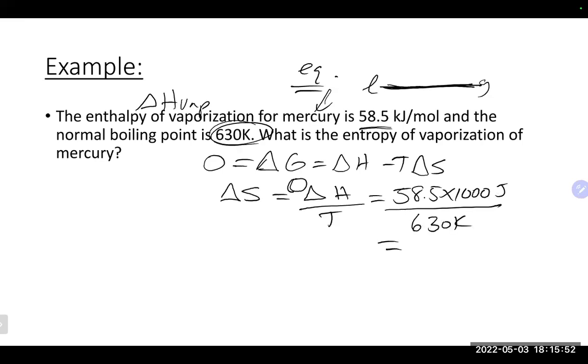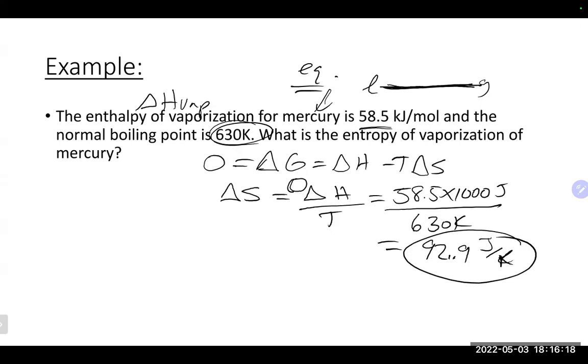And that means that we end up with 58.5 times 1,000 divided by 630. That's going to give us something like 92.9 joules per Kelvin as our entropy. Again, assuming we're going from liquid to gas here, that makes sense, right? We should see a positive one.